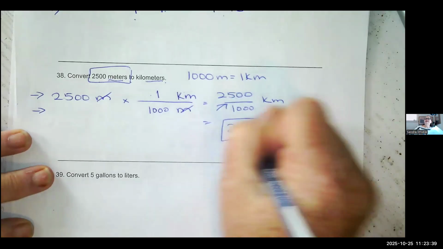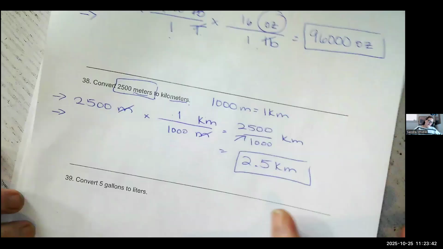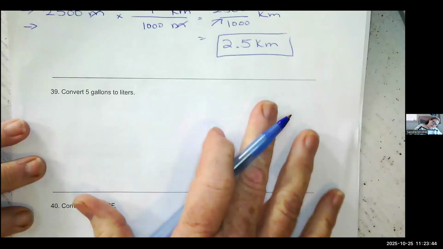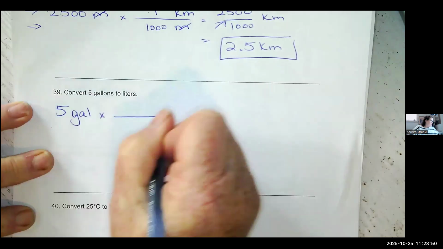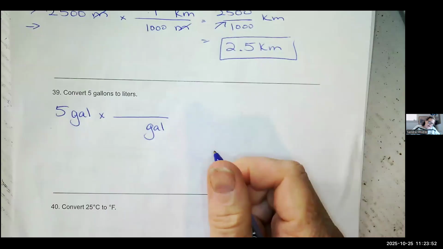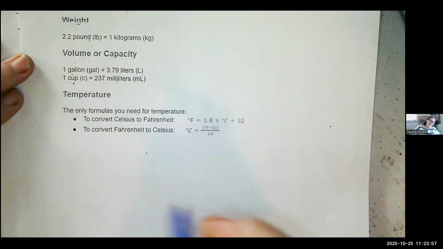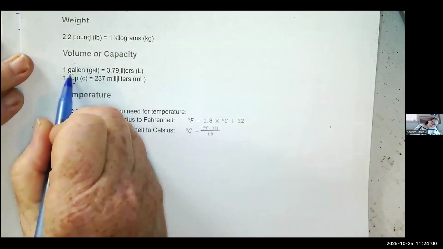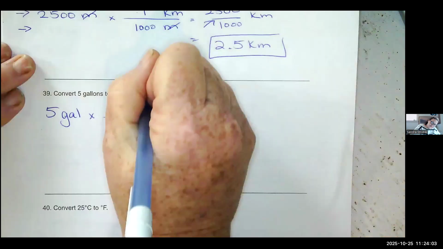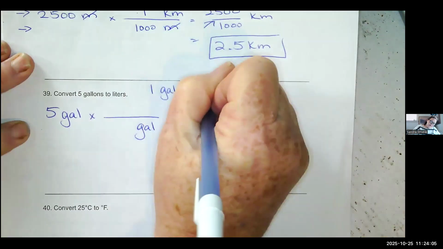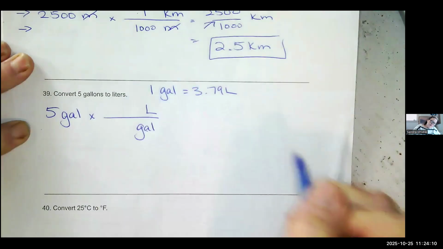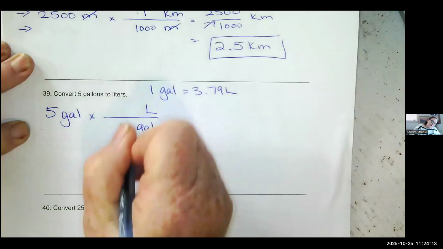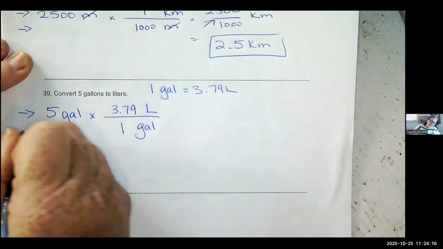Convert 5 gallons to liters. Ooh, that's American to metric. Okay, let me go ahead and start with what I'm given. 5 gallons. I don't want gallons. So where can I go? Gallons to liters. Ooh, it's a one-stepper right there. Gallons to liters. 1 gallon is 3.79 liters. All right, so gallons, I can go straight to liters. Now I just need to plug in my numbers. 1 gallon, 3.79 liters. Multiplying straight across, my gallons are gone. I'm left with liters. Fantastic.